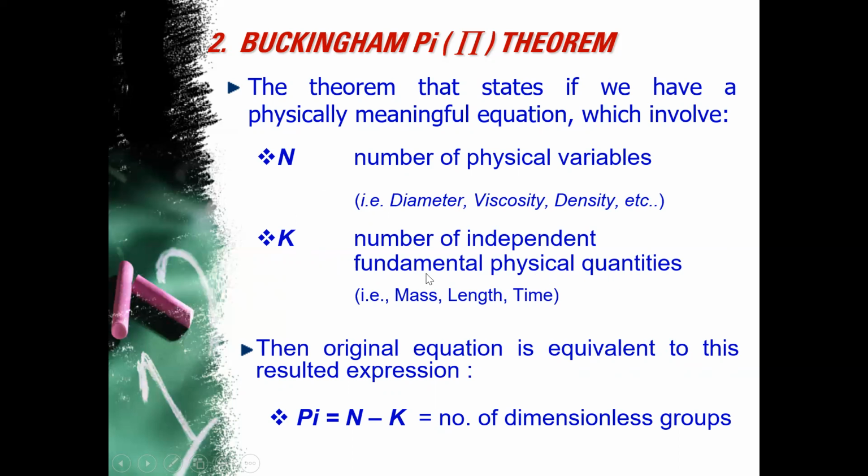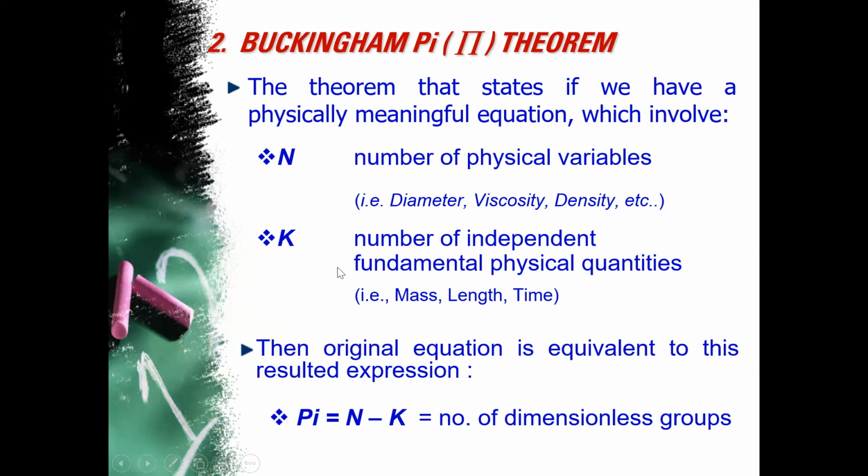We know what fundamental physical quantities or fundamental dimensions are, right? In total, we have seven fundamental ones, but usually in this application, to derive a relationship, we use these three only: mass, length, time, MLT. So usually the number K is equal to 3. Just take note what is N and what is K. K is the number of fundamentals.